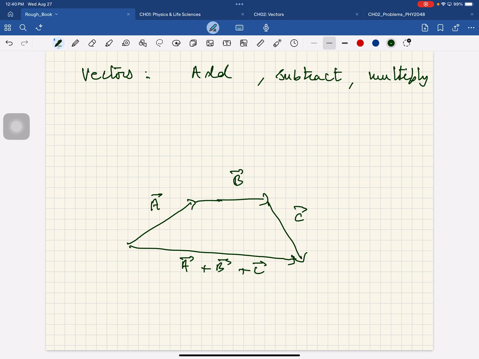Now, how many vectors could you add together? There you go. So you just learned how to add any number of vectors, just like you know how to add an infinite number of numbers. And you're learning that in your calculus classes. You're learning how to add series sums and stuff like that. Okay, so now we know how to add vectors. Now let's learn how to subtract vectors.